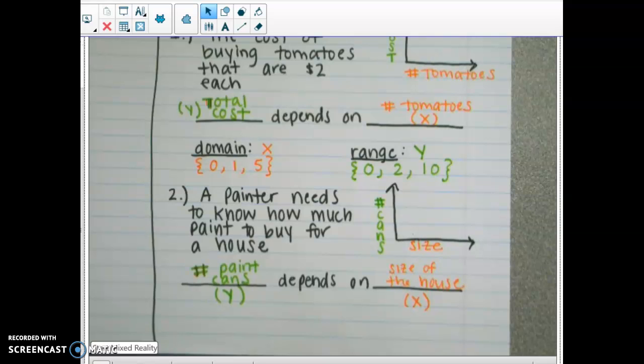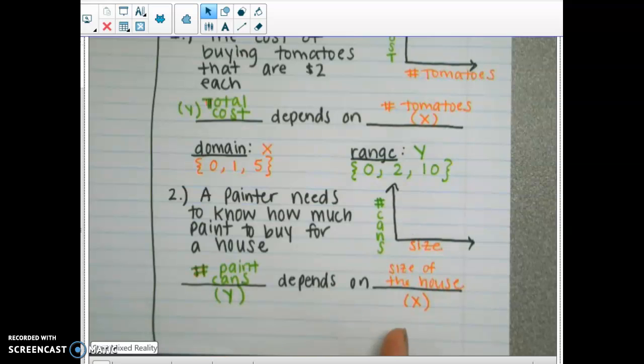All right, so for this we don't have enough information to try to actually figure out what our domain and range would be, but square footage, however big the house was, that would be numbers that were in the domain. That would be the input, and the output would be how many cans of paint they're going to need to buy. Because think about if you switch it, if you were a painter and you bought 25 cans of paint and then you measured the house and you realized you only needed 5 cans of paint, that would be a waste of money, right?